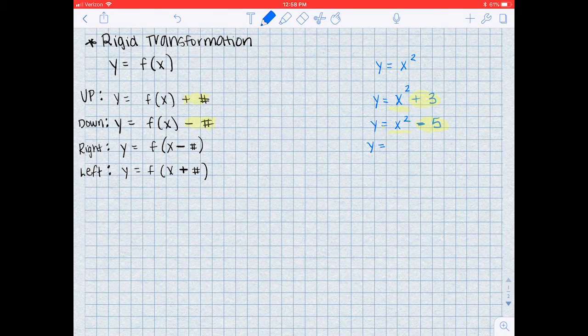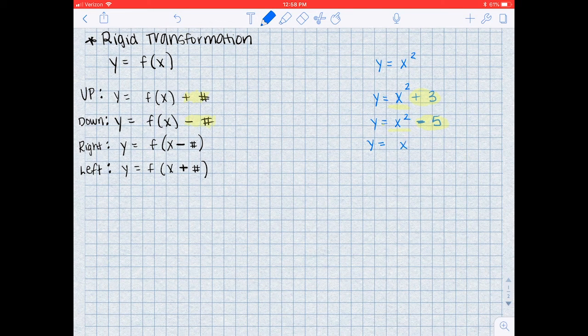What makes this the parent function in this particular example is that I have x and squared, right? So that squared is the thing that's really defining the type of parent function I have. Because if that number 2 wasn't there, then I would have just x, and that would be a linear function, right? But it's the 2 that tells me this is quadratic. If it was a 3, that would be telling me it was cubic.